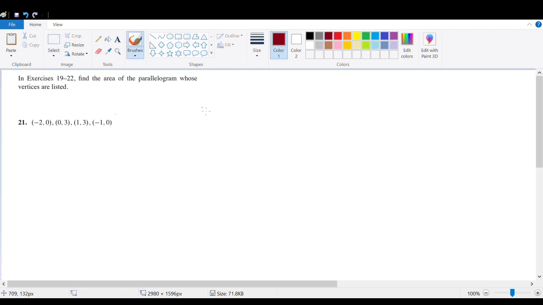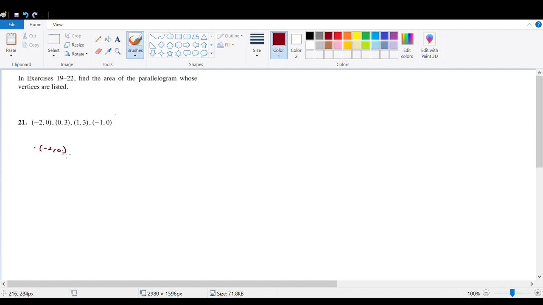In exercise 21, we need to find the area of the parallelogram whose vertices are listed. So we have a parallelogram with these 4 vertices. First, as we did in the examples, we need to put one of these points at 0, 0. If we want to make this first one 0, 0, that means we need to add the point 2, 0. So if we add 2, 0 to the first point, we need to add it to all the others.